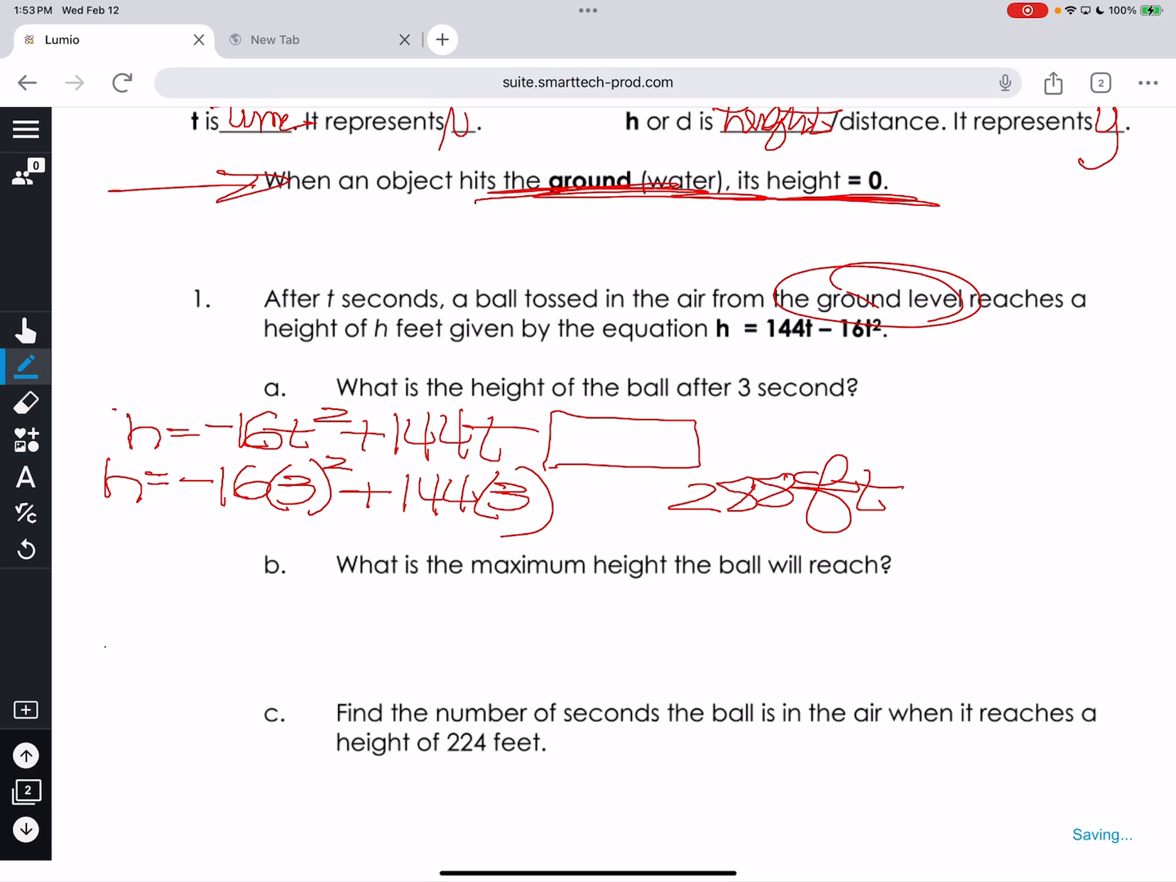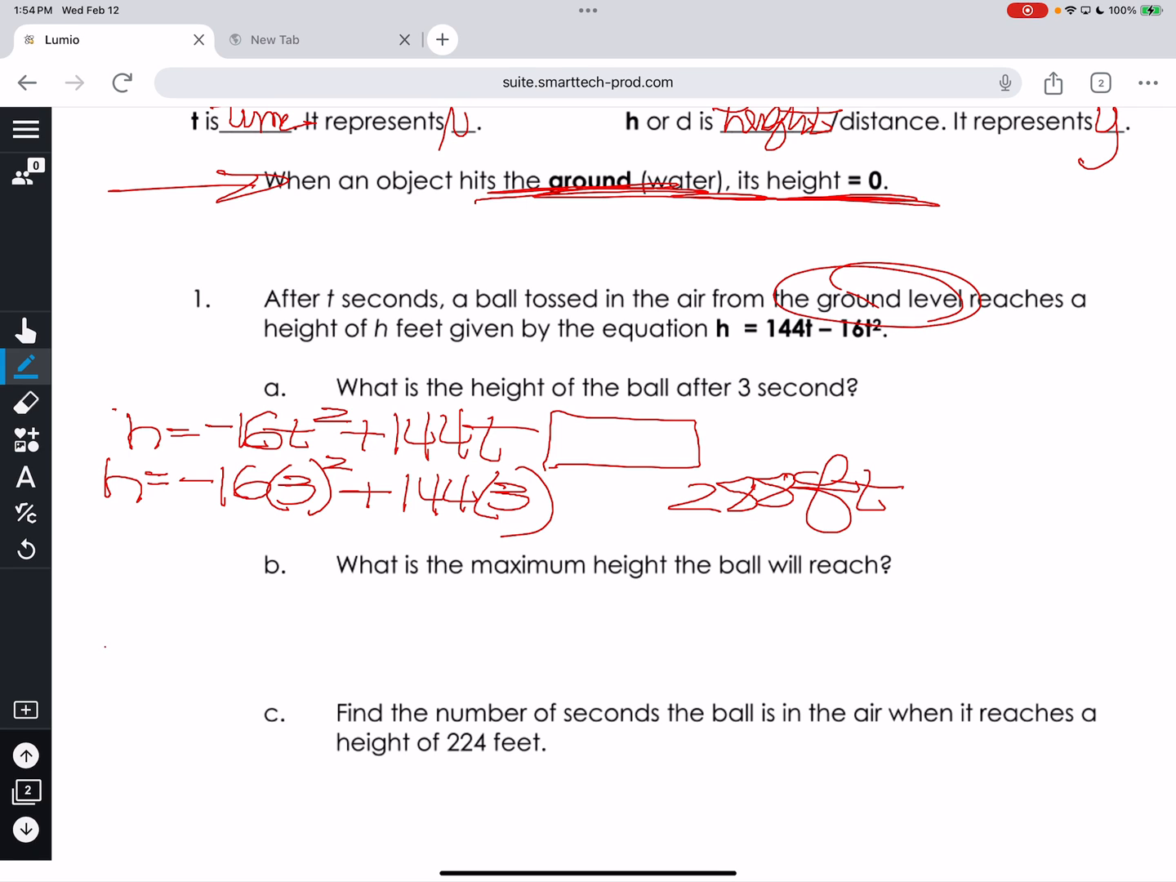So, here we go. What is the maximum height the ball will reach? 288, right? No, that's the height of the ball after 3 seconds. Maximum height means we have to find the vertex. Opposite b over 2a gives the x, or your t value. Then plug the t back in to get your h value, which is the y, which is how high up there it is. Giddy up.